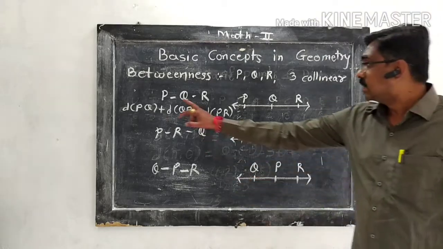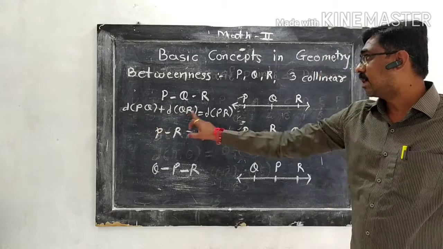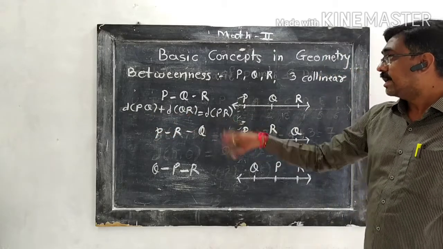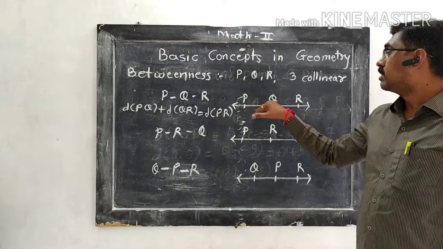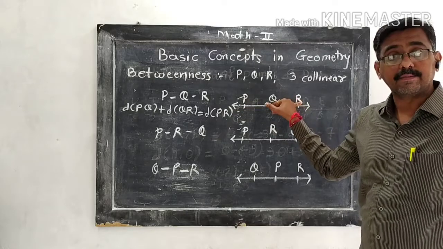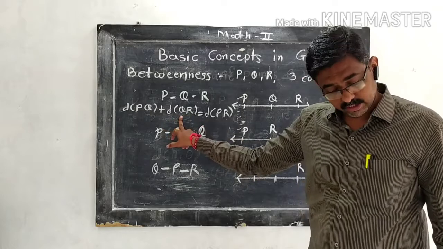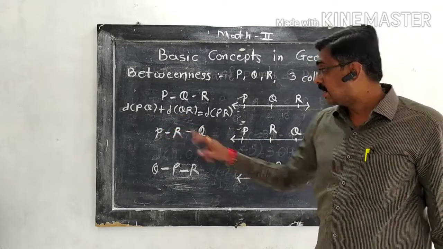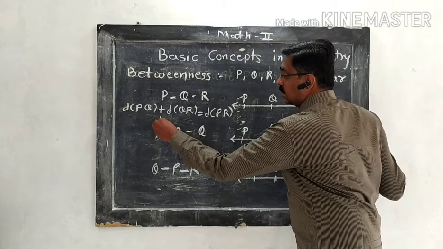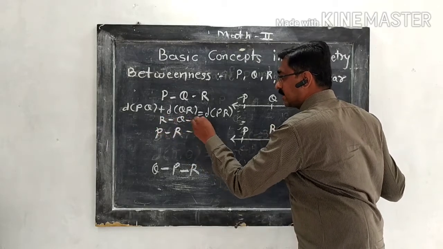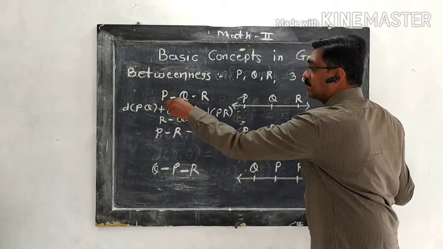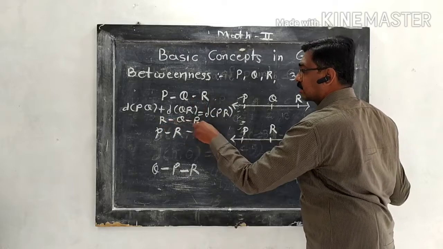If the distance PQ plus distance QR equals distance PR, then we can say that Q lies between P and R. Here Q is the common point for these two distances, and this can also be shown as R-Q-P. So one form is P-Q-R, the second is R-Q-P.